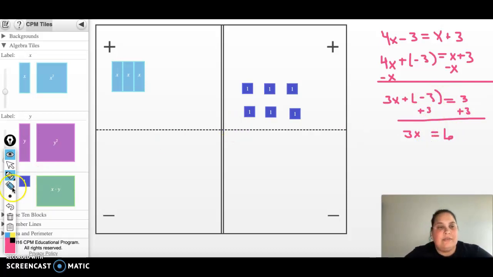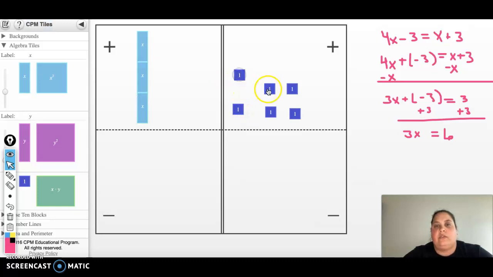And then my last and final step is you want to separate it, remember? So we want to take and break them into even groups. So if I put 1 in this group and 1 in this group and 1 in this group, and then I do that again, I have x equals 2.